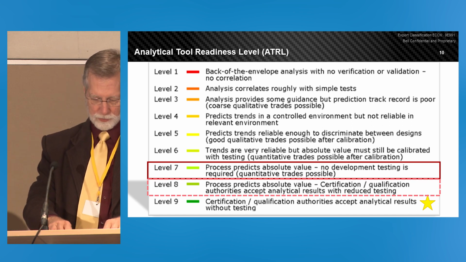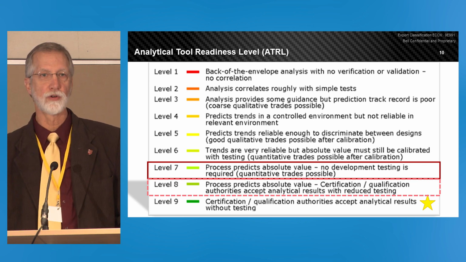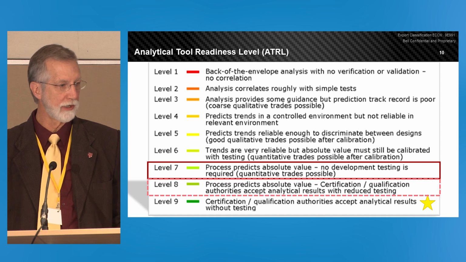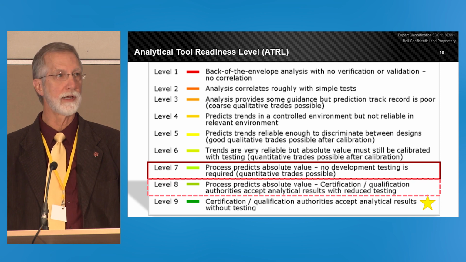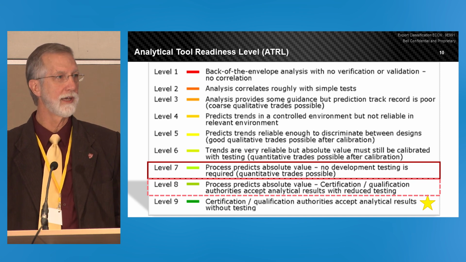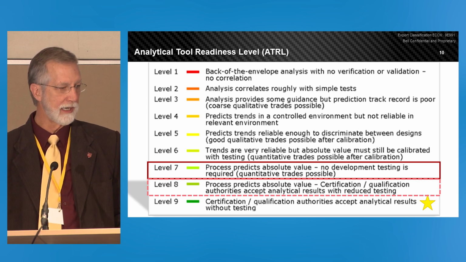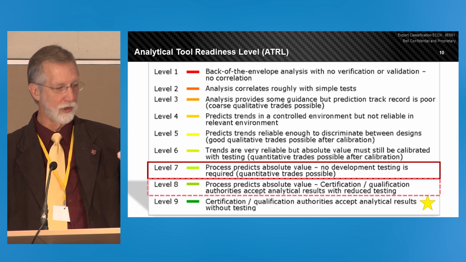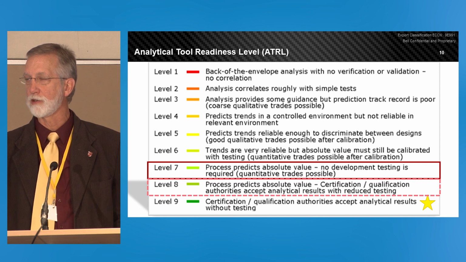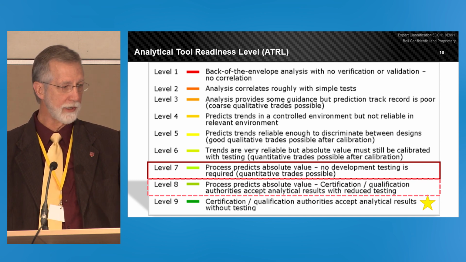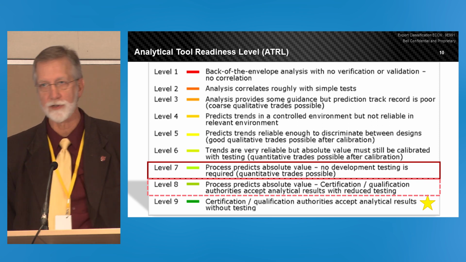Called Strategic Research Planning and Management. They set up a 9-level tier for analytical readiness level, and analytical tool readiness level is what the U.S. Army calls it in their full spectrum crashworthiness specification. So the 9 levels here are written down. When we started this work off, it was at a level 5 a decade ago, back in 2009 when we did that. That was predicts trends reliable enough to discriminate between designs, good qualitative trades possible after calibration.